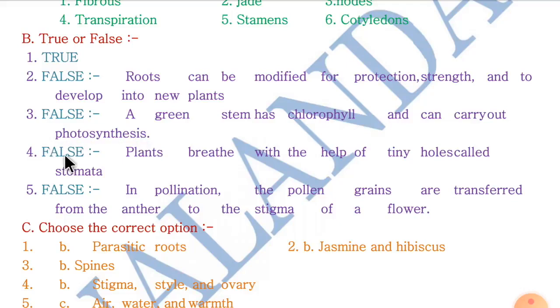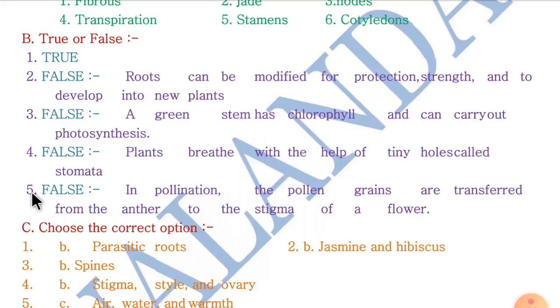Fourth, plants breathe with the help of tiny holes called spines. This statement is false. The correct sentence is plants breathe with the help of tiny holes called stomata. Tiny pores on leaves are called stomata, that you have learned already in your chapter.